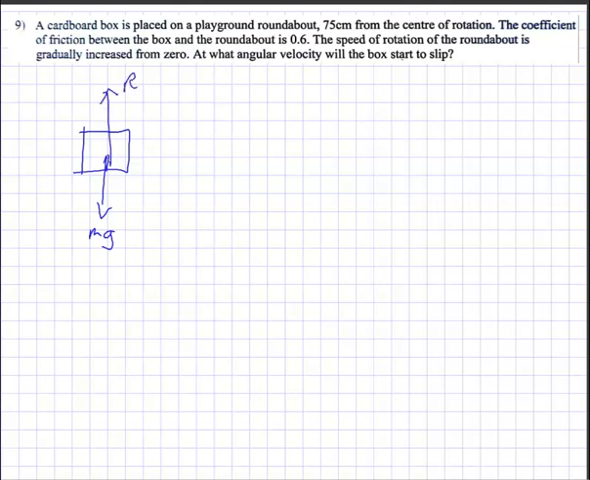Again, if we imagine this object is spinning around, there's a center of rotation. It tells us that the radius is 75 centimeters, so just remember to turn it into meters. The friction is dragging it, or rather you want the friction to be there in order for it to turn and not slide off. That friction is mu R. So we can resolve vertically, and the normal reaction is equal to the mass times gravity. There are no other forces acting.